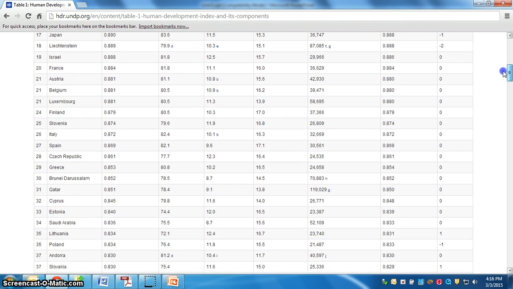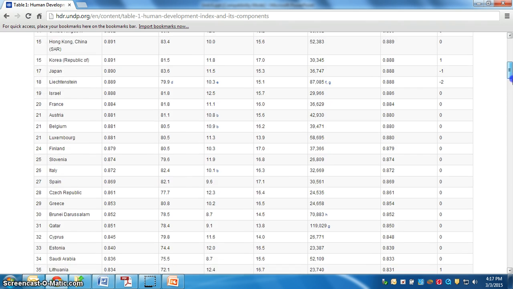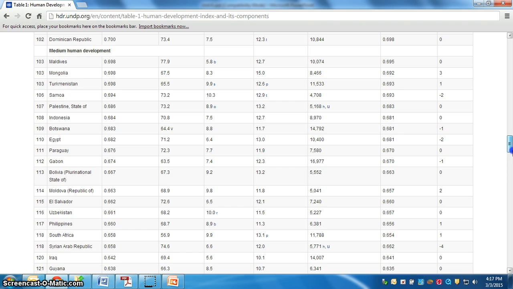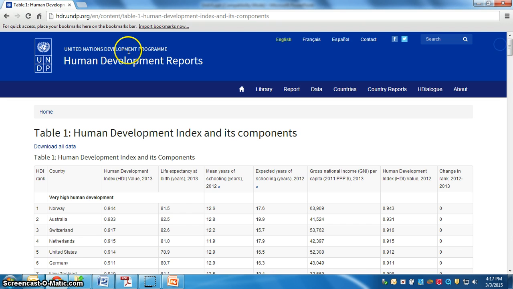One of the things I'll point out is that whereas we typically break the world down into two categories, more developed and less developed, or three, developing, less developed, and more developed, the United Nations actually breaks it down into four categories. You have very high human development, high human development, medium human development, and then low human development. So you'll notice how they break it down that way. And there's your table, and you see the different indicators here at the top.